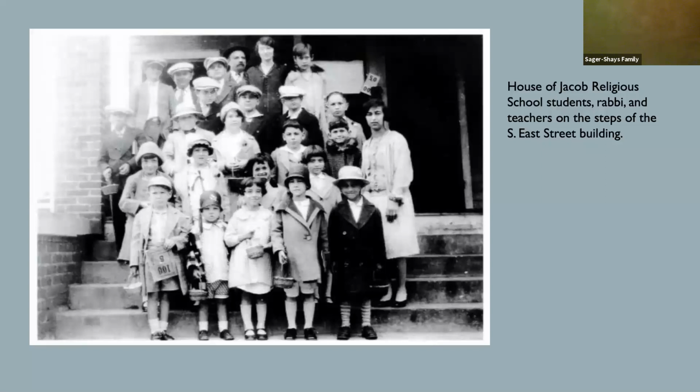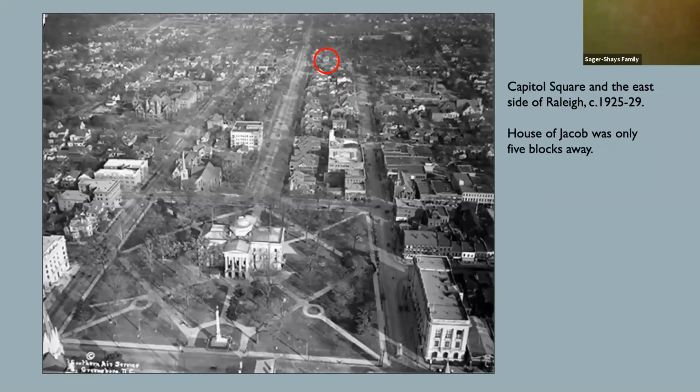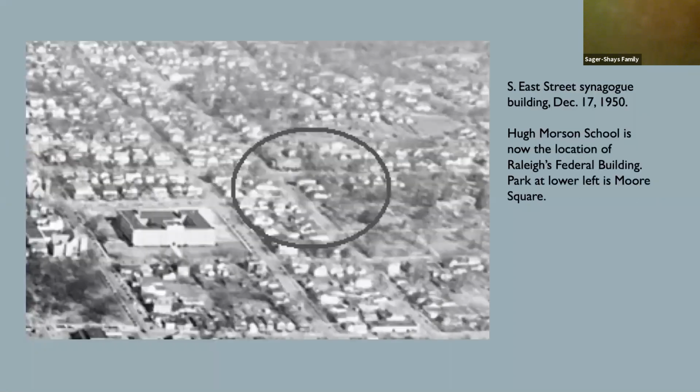And this is a picture from the early 20s. You can see the Capitol with different pads through it than it has today. And down Newbern was our location. This is a picture from December of 1950, and the synagogue building was still there. We were about to move over to the Cameron Park area.